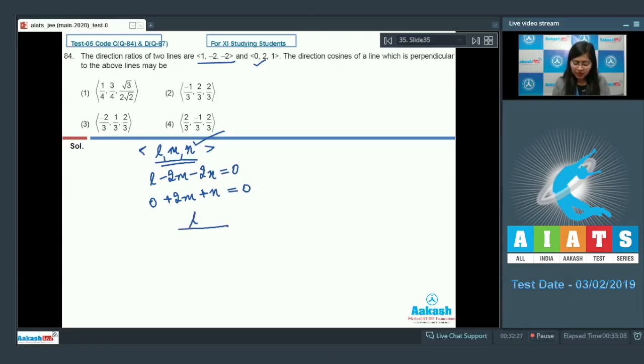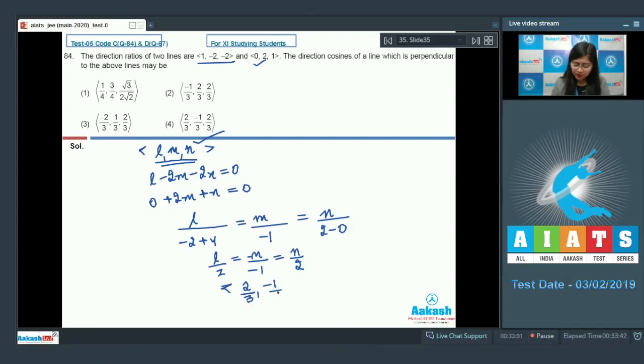Now, from here we can see that L upon minus 2 plus 4 is equal to M upon 0 minus 1 is equal to N upon 2 minus 0. That is, L upon 2 is equal to M upon minus 1 is equal to N upon 2. So the direction cosines can be 2 upon 3, minus 1 upon 3 and 2 upon 3, right? So the correct answer is option number 4.